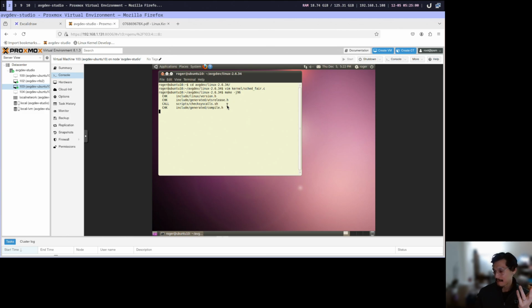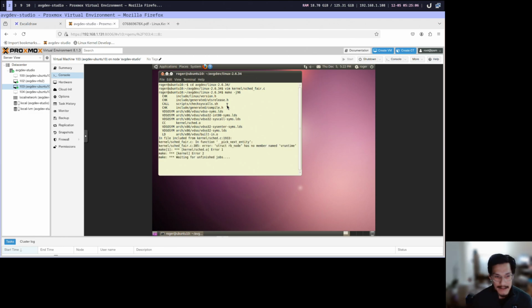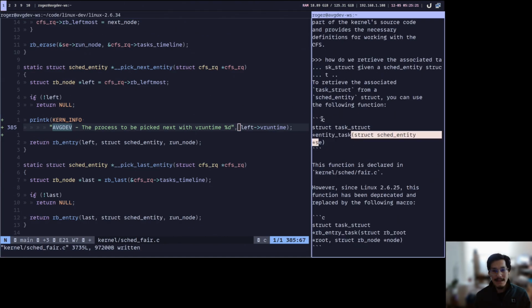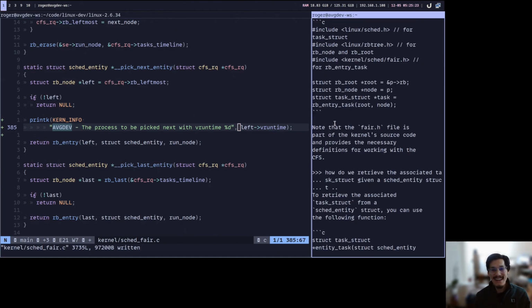It's also compiling on top of whatever we had, I think, so it should be faster. Oh, make error 2: struct rb_node has no member vruntime. Oh, why not? Oh, because that's an rb_node. Okay, so that's not the sketch entity. Oh, it's starting to make sense now.